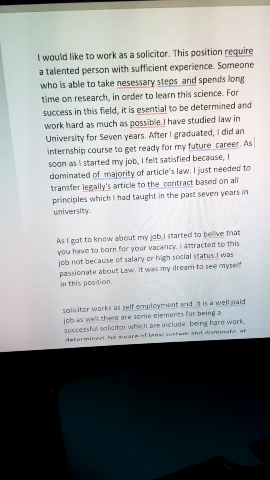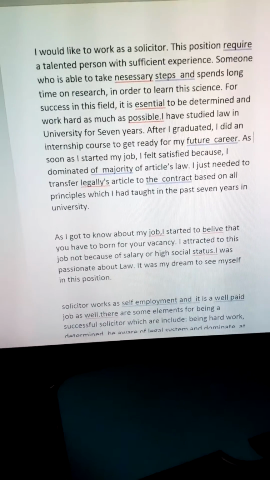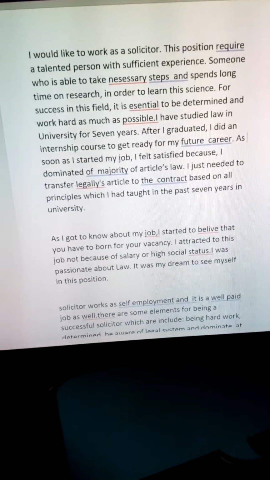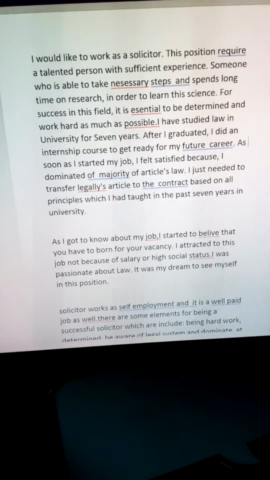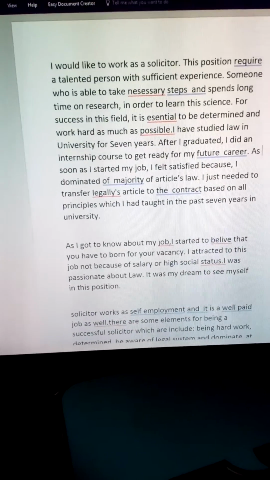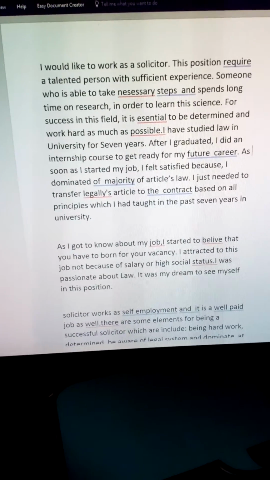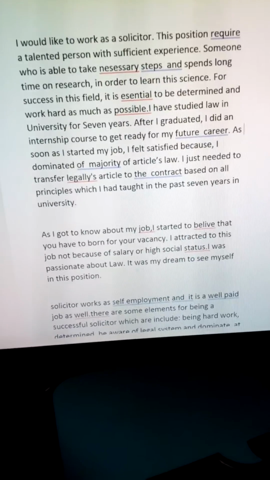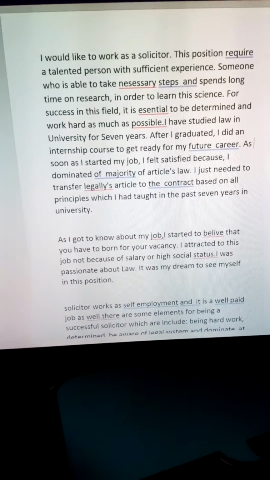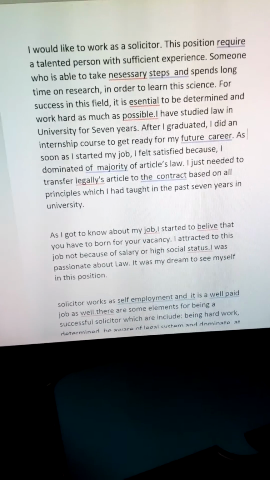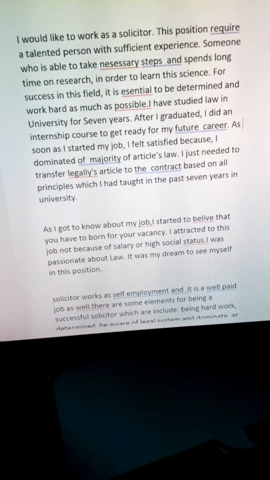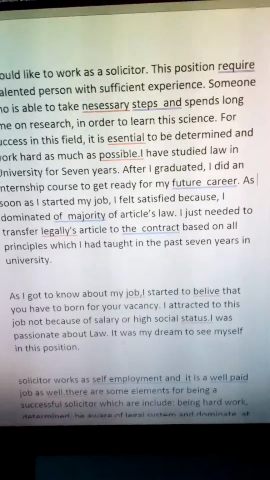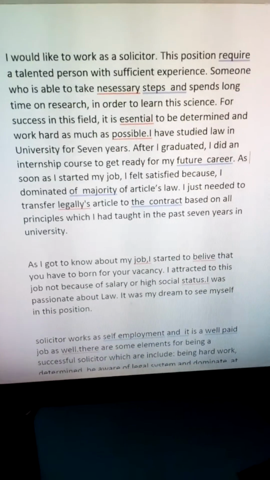Then we have to think about the necessary steps to do what? So, looking at that second sentence, this needs to be someone who is able to take the necessary steps in this position and spends a long time on research and has spent a long time on research in order to learn this science. Think about what you want to say there.